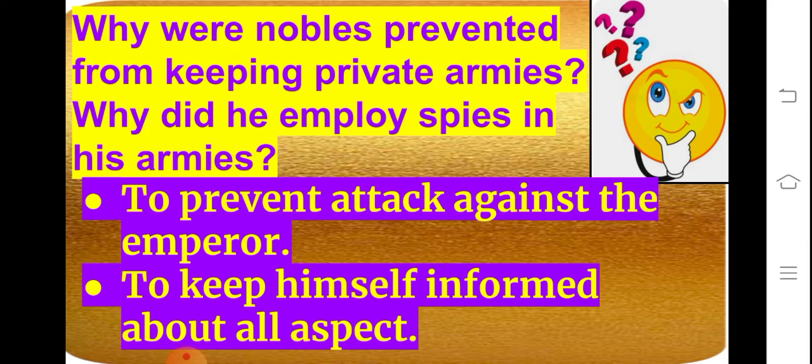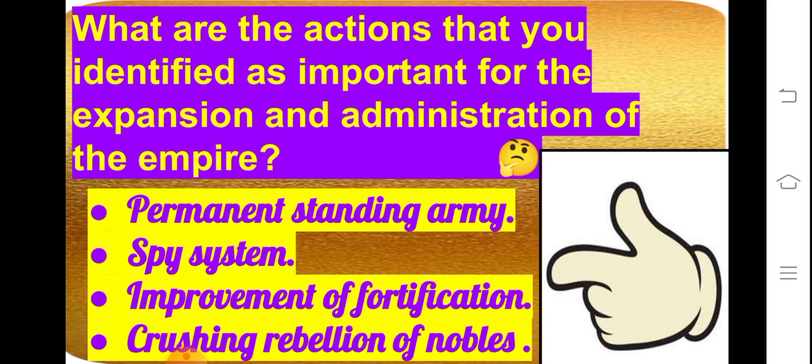Nobles were prevented from keeping private armies so that they could not launch an attack against the emperor. He set up a spy system to keep himself informed about all aspects of the lives of nobles and the prices of products in the market. Now, children, let's generalize our discussion. Let's start.